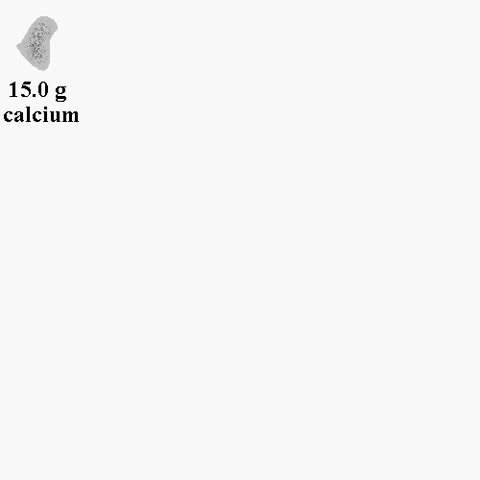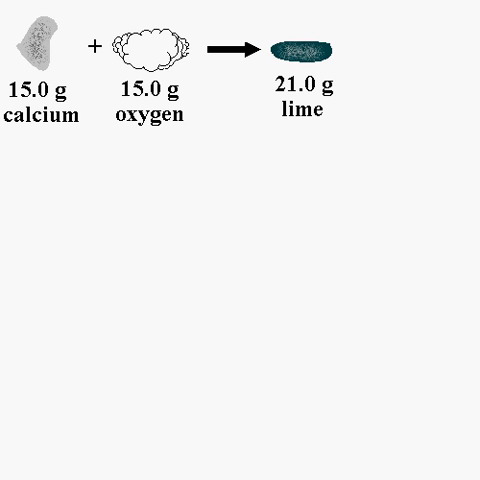In this example, we have a chemist reacting 15.0 grams of calcium with 15.0 grams of oxygen to make 21.0 grams of lime and some leftover oxygen. And the question is, if he wants to make 55 grams of lime with no leftovers, how much of each element should he use? To answer this question, we first need to figure out the recipe for making lime with no leftovers. The law of mass conservation will help us here.